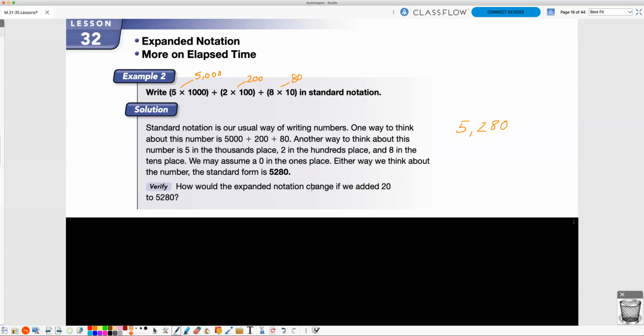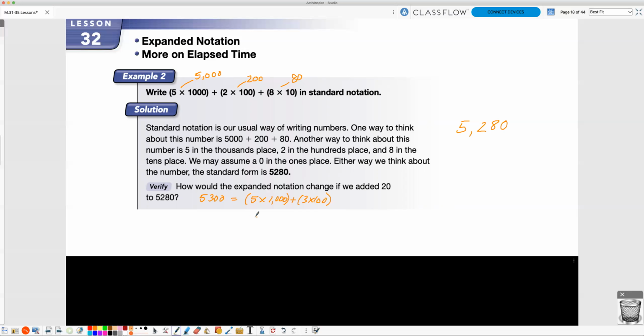How would the expanded notation change if we added 20 to 5,280? Well, if you added 20 to that, that would change this to 5,300, and that in expanded notation would simply be 5 times 1,000 is the 5,000. It'd be 3 times 100 is the 300, and there would be nothing for the two zeros there because 0 times 10 is 0, and 0 times 1 is 0. So this would be the expanded notation.